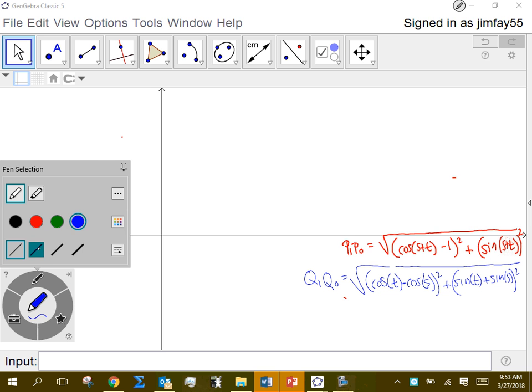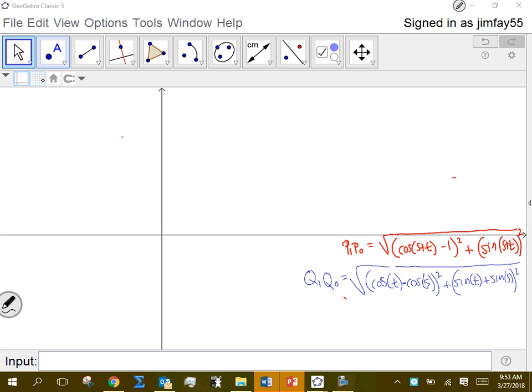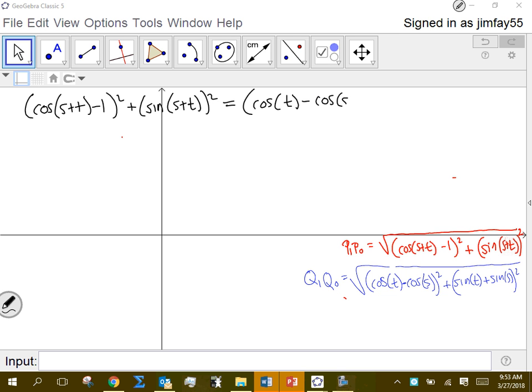Okay, so I'm going to have, and we're going to go through this pretty quickly because we're going to run out of time here, cosine of s plus t minus 1 squared plus sine of s plus t squared equal to cosine of t minus cosine of s squared plus sine of t plus sine of s squared. Okay, that's the inside of the red radical. This is the inside of the blue one, right? Now we've got a bunch of binomials squared here. So I'm just going to go ahead and evaluate this.